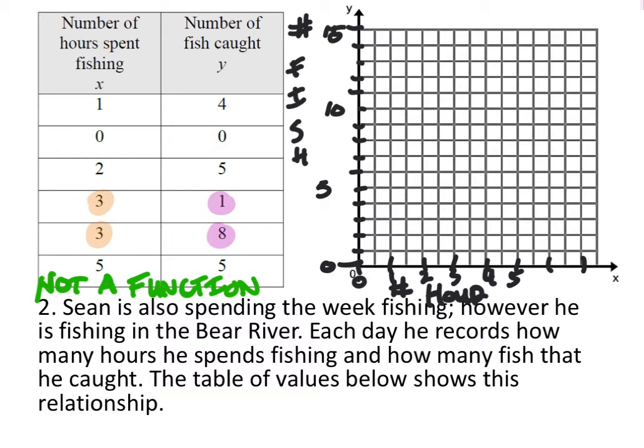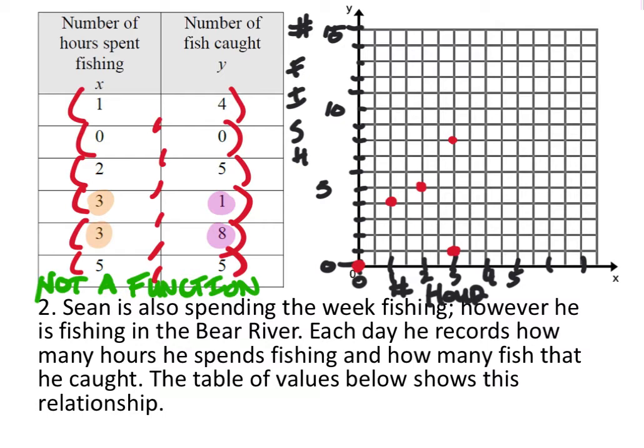Like this. Well, they gave us all the ordered pairs we need. We'll start with this 1, 4 right here. So 1 hour of fishing, 4 fish caught. Boom, right here. 0 hours of fishing, 0 fish caught. Kind of what you'd expect there. 2 hours of fishing, 5 fish caught. 2, 5, boom. 3 hours of fishing, 1 fish caught. 3 and 1. That's kind of rough, but you know, it does happen. But the next time Sean goes, 3 hours of fishing, 8 fish caught. Okay, 3 and 8 would be about right up in here. And then 5 hours of fishing, 5 fish caught.